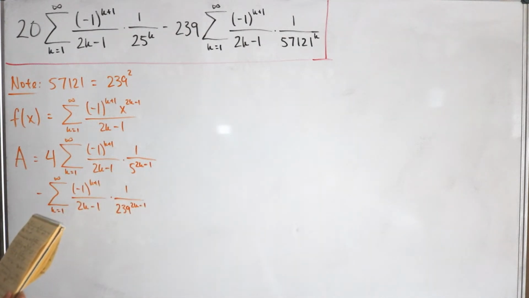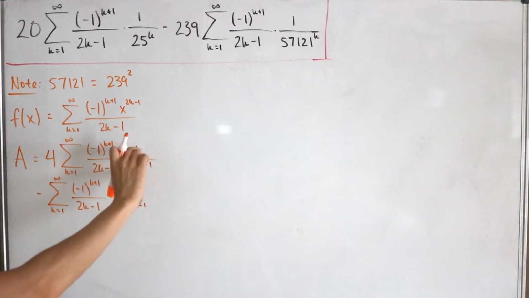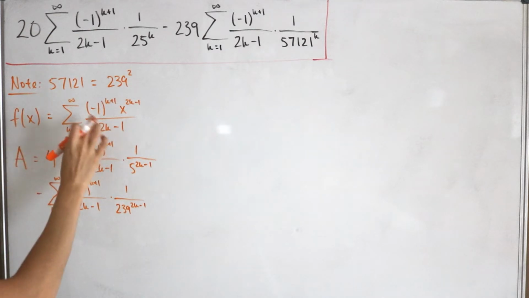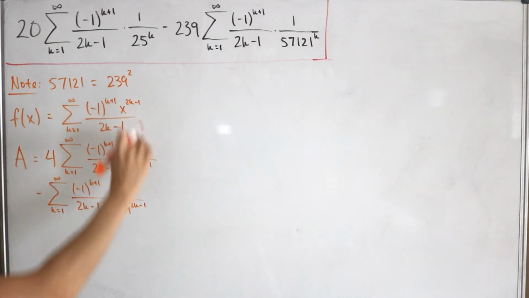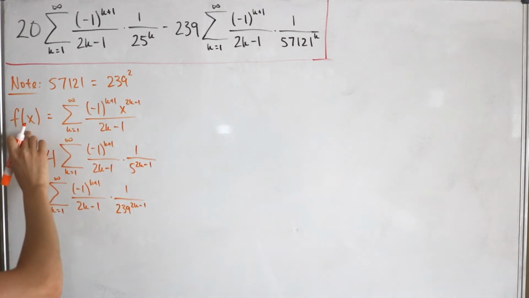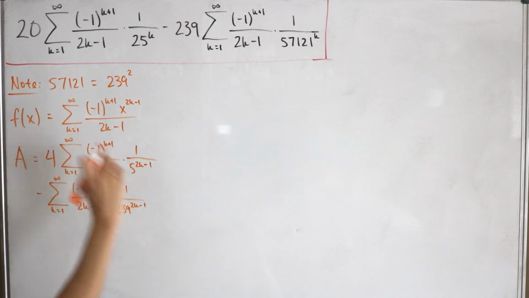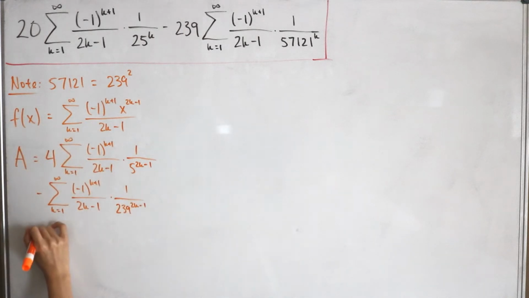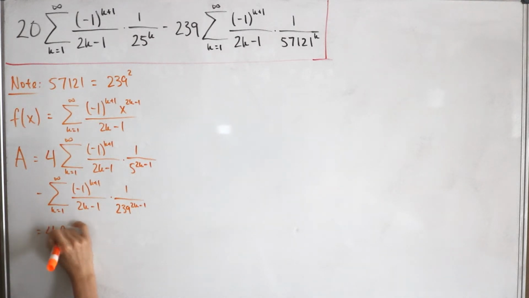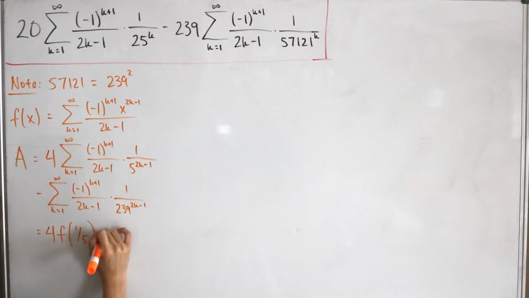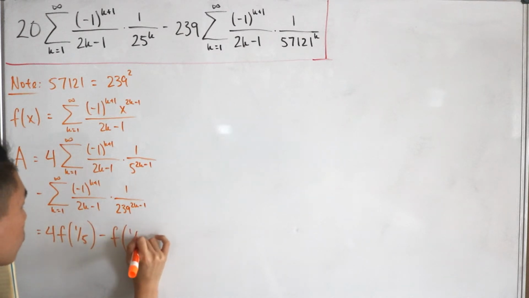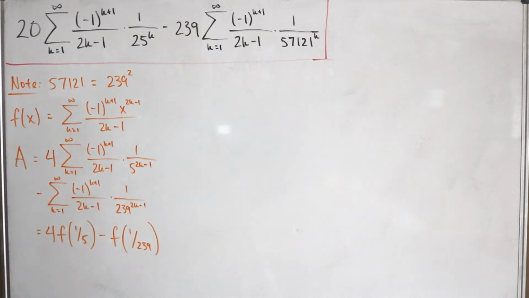So we can notice that f of x is written as the following function. If I plug in 1 over 5 as the input, this is exactly what we get here, and if I plug in 1 over 239, this is what we get here. In other words, I can write this in terms of f of x as 4 times f of 1 over 5, then subtract f of 1 over 239. Now we can do some simplification from here.